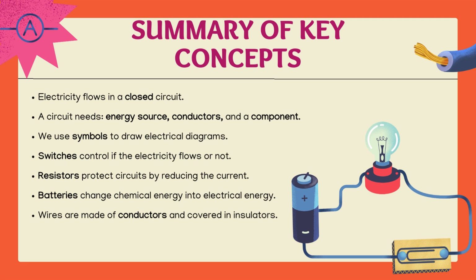So let's review. Electricity only flows in a closed loop. That's a circuit. We need energy, wires, and something like a bulb or a buzzer to show it's working. We draw circuits using symbols. Switches control the flow, and a resistor slows it down. And batteries give us the energy. And always remember, wires carry electricity, but they must be safe to touch. So cover them with plastic so you won't get shocked.